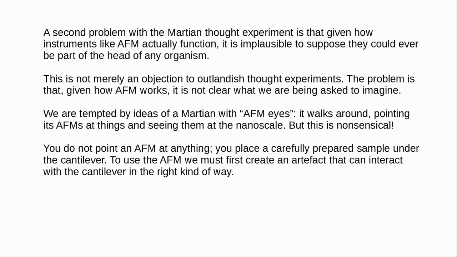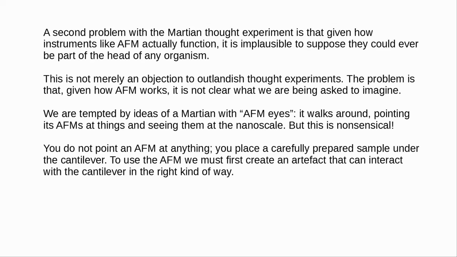And I think this is where the window on the invisible world metaphor really breaks down. Even if there were some way of getting an atomic force microscope inside the head of an organism, such a creature simply could not use it in its interactions with the world in anything like the way any other perceptual process is used. And if you just read about the details of any sophisticated microscope or sophisticated scientific instrument, you're going to find the same kind of thing. There's this fairly technical and sophisticated process of preparing the samples and preparing the instrument. You can't just point it at things.